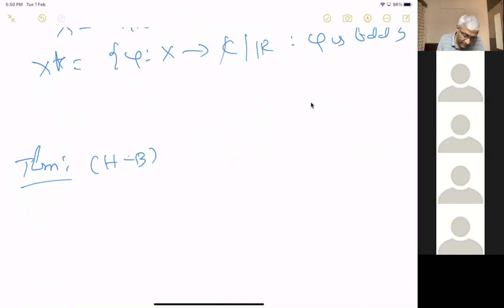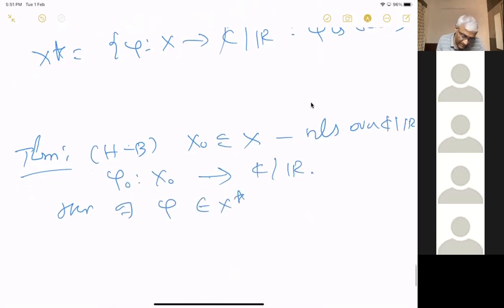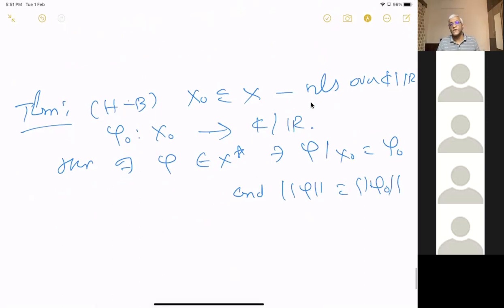So X naught is a subspace of X, all are normed linear spaces. And phi naught is from X naught to C or R, whatever. This is a normed linear space over C or R. Then there exists a phi in X star, the bigger space, such that phi restricted to X naught equals phi naught and norm phi is equal to norm phi naught. We can extend it with the same norm. So this is the Hahn-Banach theorem.